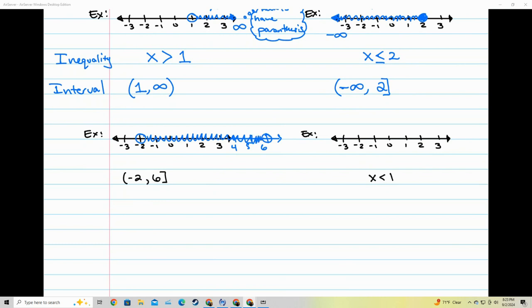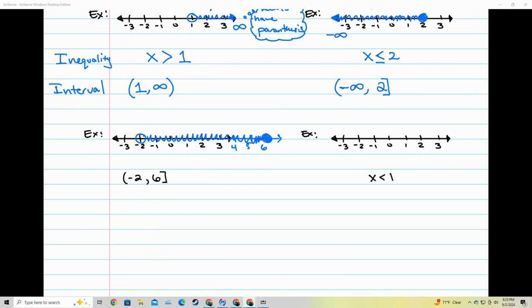Does the -2 get shaded? No, because it's a parenthesis, so it's not part of my set. This is fine. Does the 6 get shaded? Yes, because it has a bracket. That means it is part of my set, so I should shade in that 6. So that's it for interval notation. That's it for the number line.